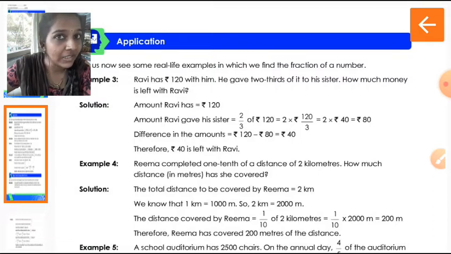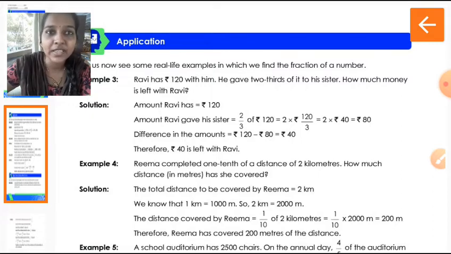So children, here the amount he gave to his sister is not given. That is given as a fraction, isn't it? And you know how to find the fraction of a number, isn't it? So here 120 is the total amount and you have to find 2/3 of 120, to know how many rupees he gave to his sister.